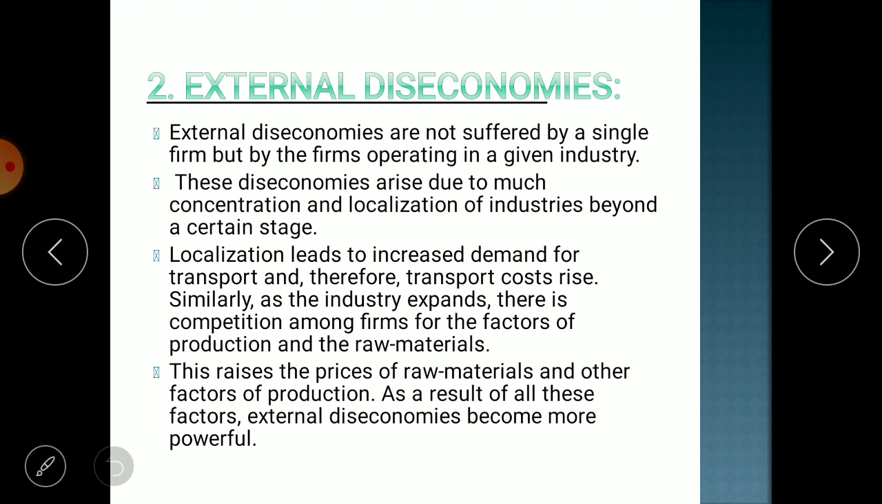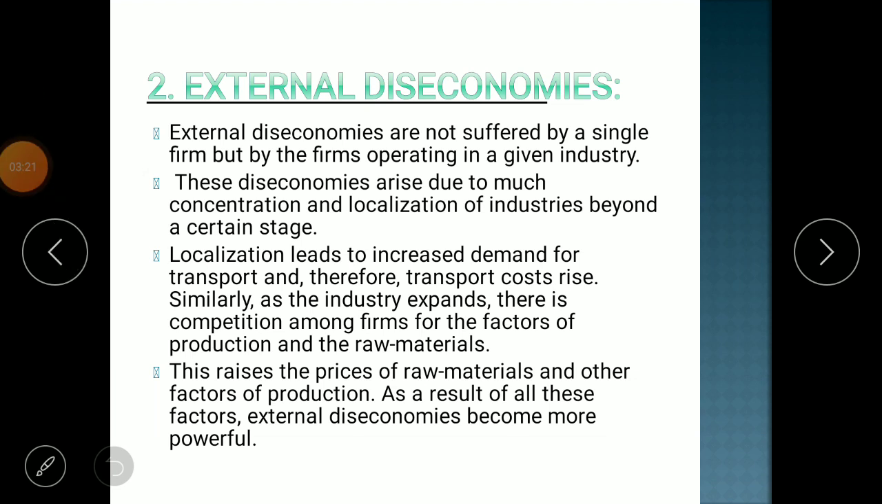external diseconomies of scale. There is one more difference between internal and external diseconomies: internal diseconomies is related to a single firm only, whereas external diseconomies is related to each and every firm within an industry. Means every firm's cost of production is increasing. Now let us discuss in detail external diseconomies.